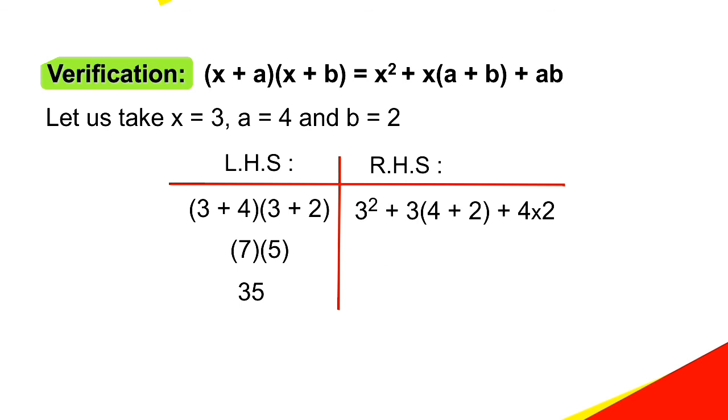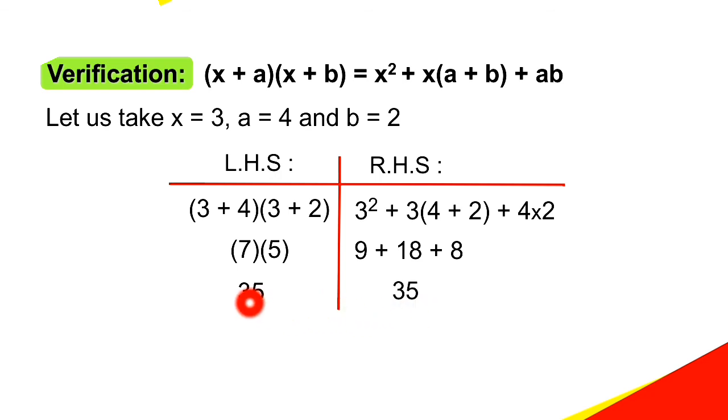Right, 9. We are going to substitute the values. 9 plus 3 into (4 plus 2). 4 plus 2 how much? Right, 6. 6 into 3. 6 threes are 18. Very good. Plus 4 twos are 8. Very good. Now you can add 9 plus 18 plus 8. What result can we get? Right, very good. That is 35.